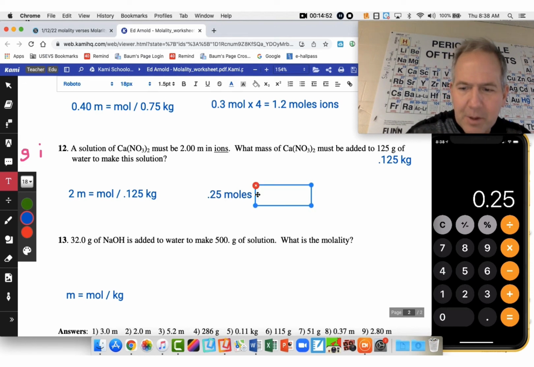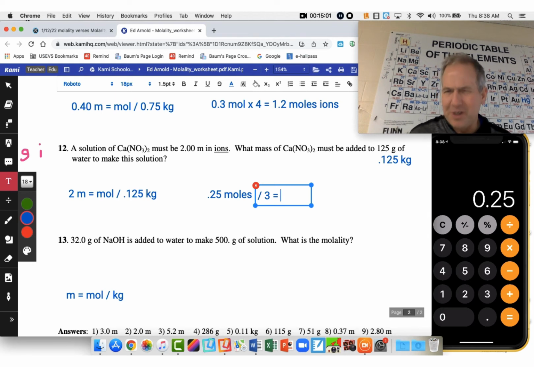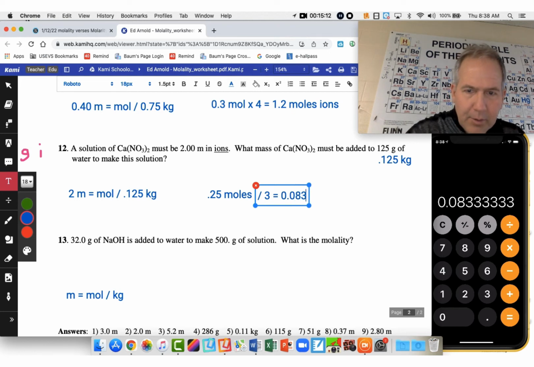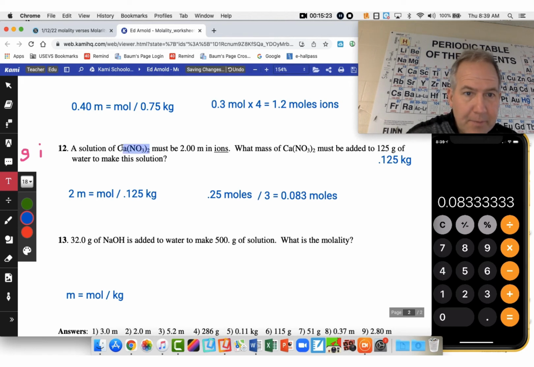And then we're going to go back and peek and see if Mr. Arnold knows what he's talking about. And I think it's going to be okay, though. This is not something I guess you could do in class. We're not really going to worry about this too much. I got 0.083, and that would be moles of ions. No, that would be moles of the calcium nitrate.